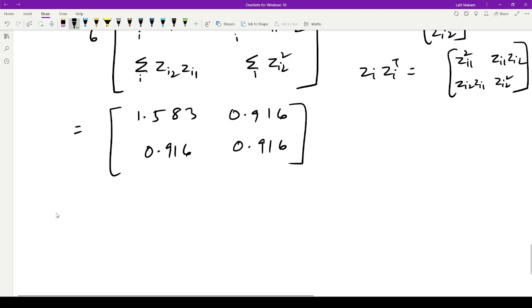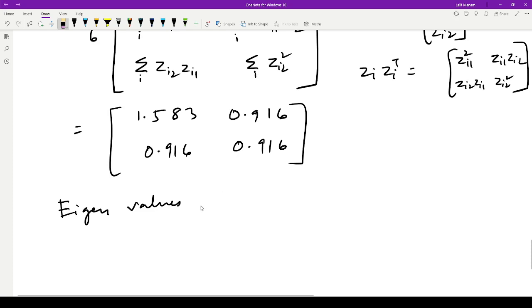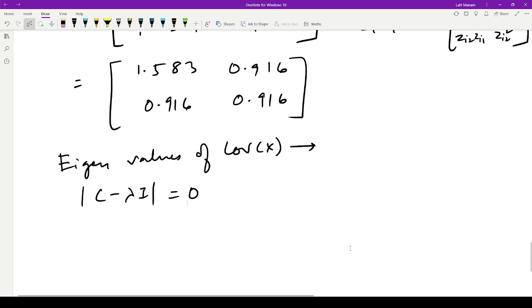Now what do we need to do? How will you compute the eigenvalues? That matrix minus lambda. Subtract lambda from the identity and the determinant should be 0, which physically means that this specific matrix is singular. It is not full rank.